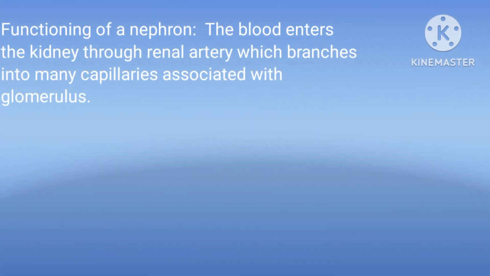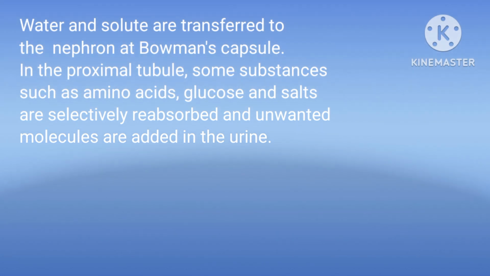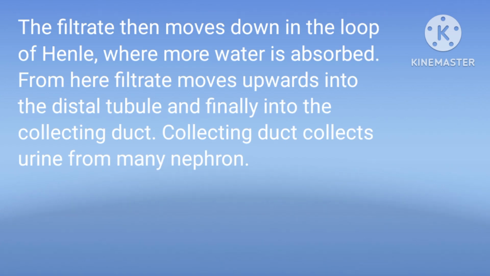Functioning of a nephron: the blood enters the kidney through the renal artery, which branches into many capillaries associated with the glomerulus. Water and solutes are transferred to the nephron at Bowman's capsule. In the proximal tubule, some substances such as amino acids, glucose, and salts are selectively reabsorbed, and unwanted molecules are added to the urine. The filtrate then moves down in the loop of Henle, where more water is absorbed.